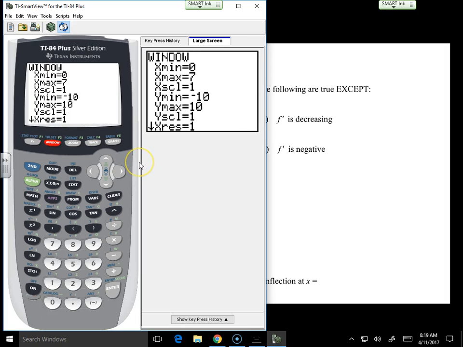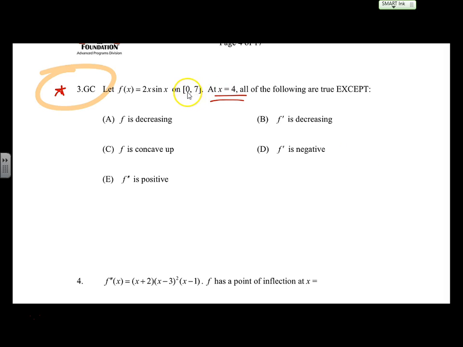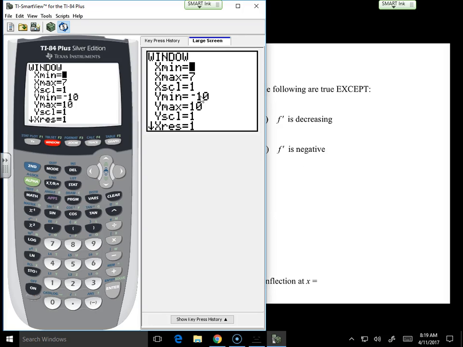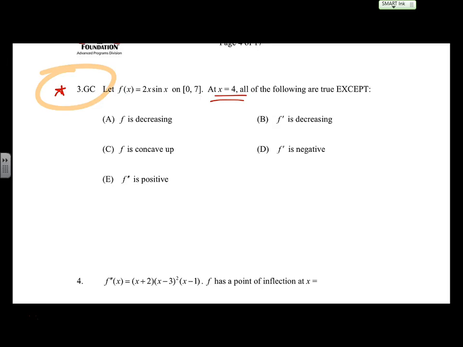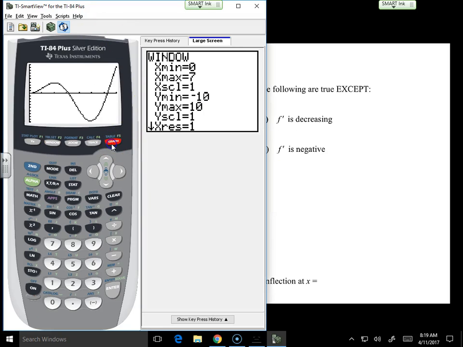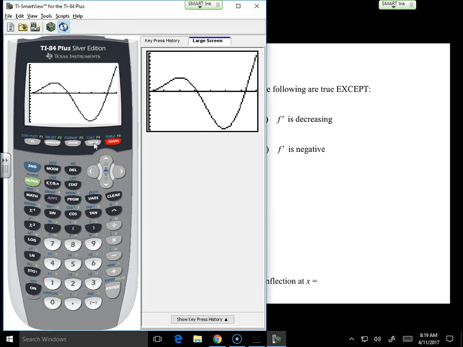Kiddos, why is my window randomly 0 to 7? You can make your window what the interval says. It kind of helps out a bit. You might still have to play with the y values, but the x values, hey, they're ready to go. It says at x equals 4. Quick shortcut, you can hit second trace and do value, or you can just hit trace and type in 4.